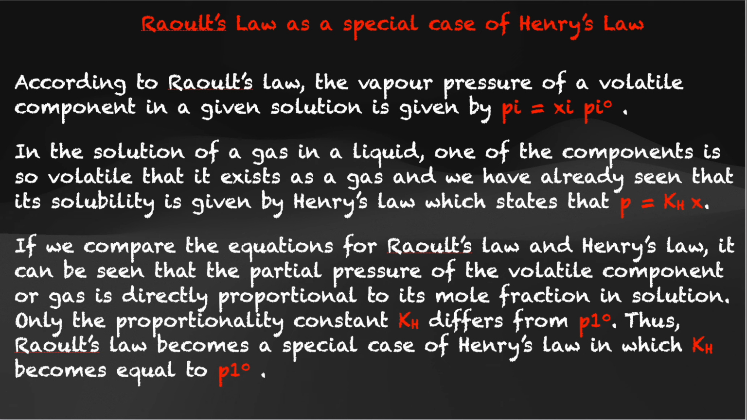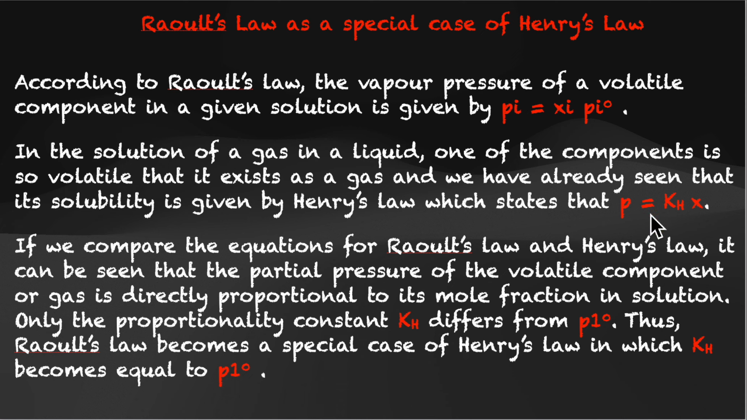Now this also could be a 2-mark question where they might ask, explain Raoult's law being a special case of Henry's law. Then you will have to say what Raoult's law is. Basically, Raoult's law is that for the vapor pressure of a volatile component, Pi is equal to Pi naught into Xi. Then you need to state Henry's law also, and give the equation: in the solution of a gas in a liquid, one of the components is so volatile that it exists as a gas, and we have already seen that its solubility is given by Henry's law, which states that P is equal to KH into chi.